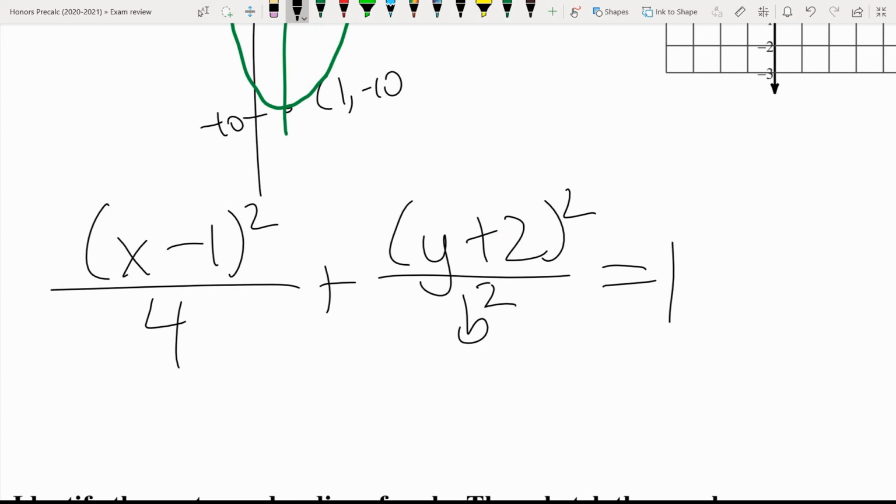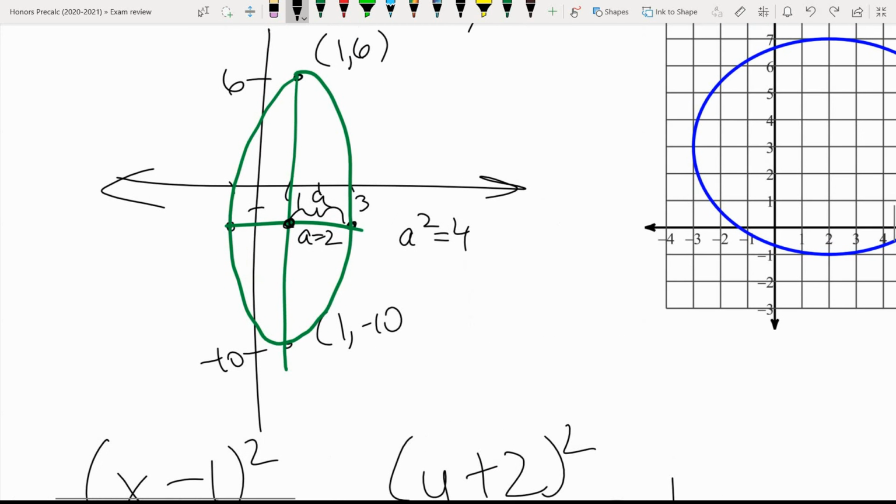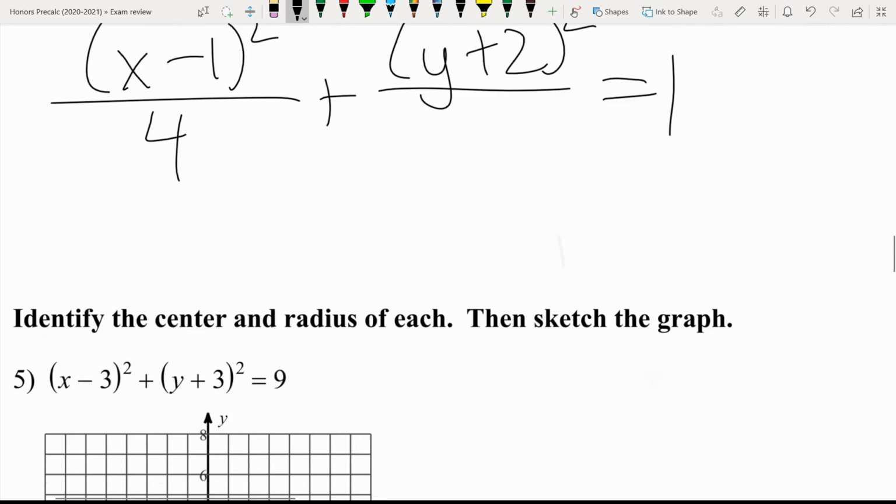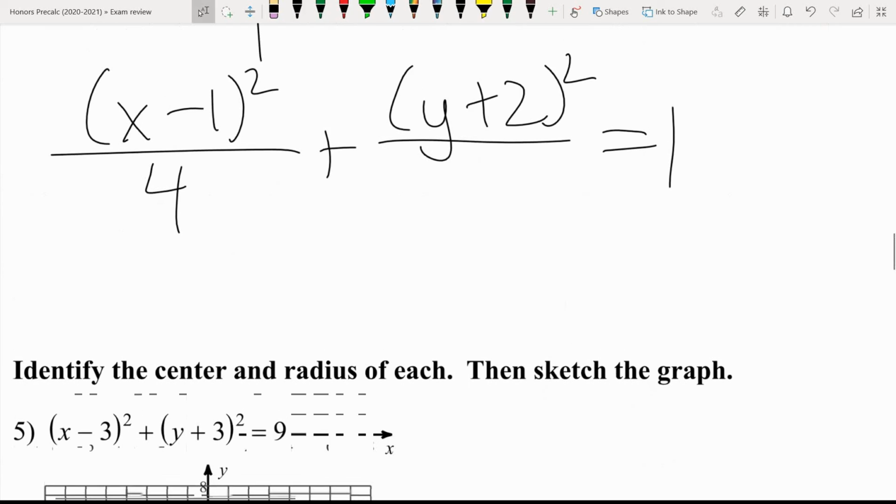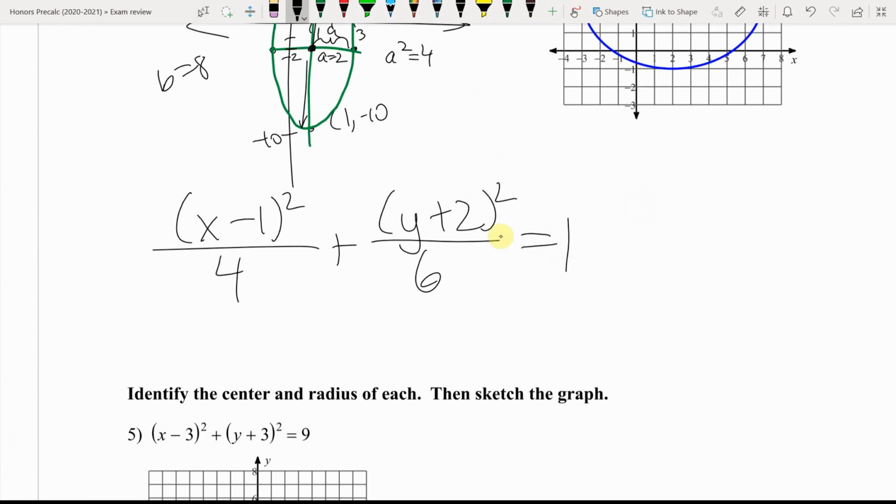So I got to figure out the distance from the center going up or down for that one. But that's pretty easy. Let's just take a look here. We're going from here, that's at -2, up to 6. That's a distance of 8. Or from -2 down to -10, a distance of 8. So our b equals 8, which means b squared equals 64. There's our b squared. So that's everything we need.